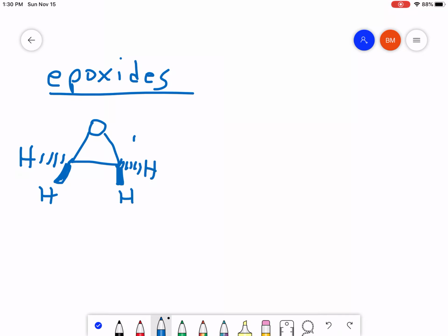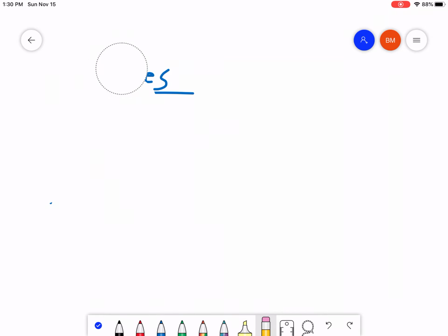And this one actually has a special name. It's called oxirane. That'll be important a little later on when we get to nomenclature. But basically, an epoxide is going to have this group or some derivative of it. So that's what they are and what they look like. Let's talk about how to name them. And we're going to start off with alcohols.